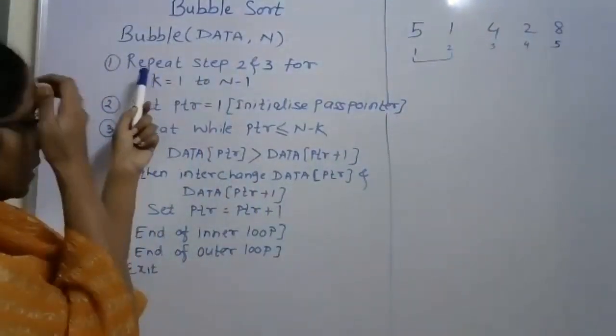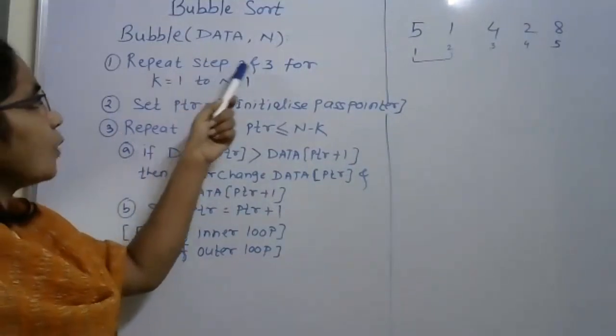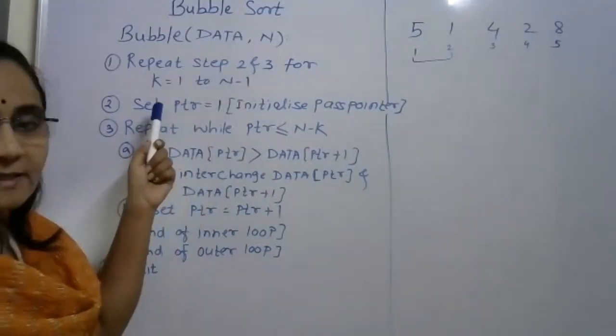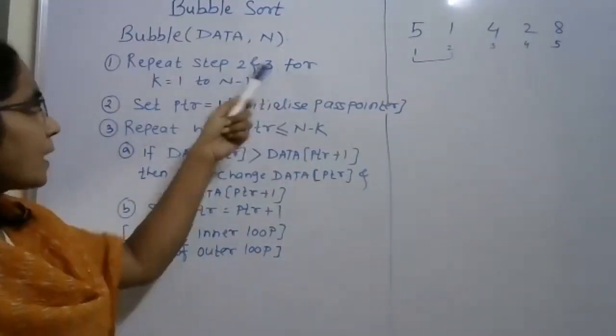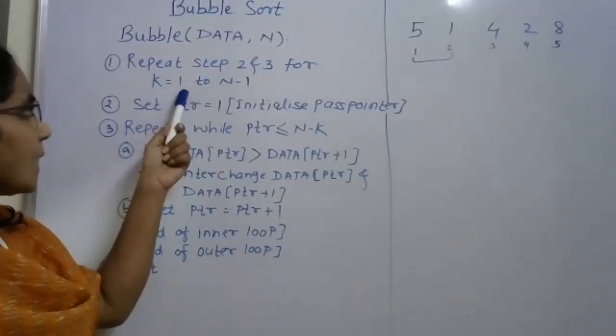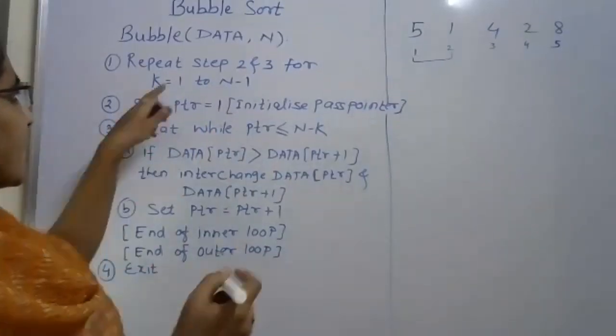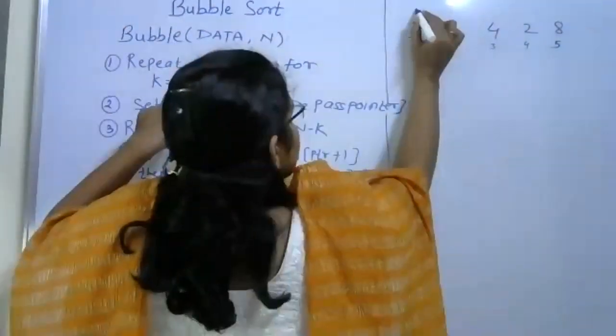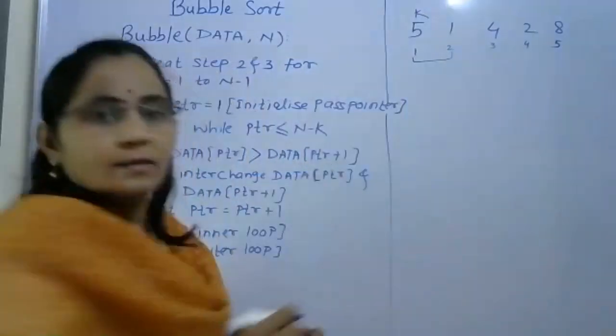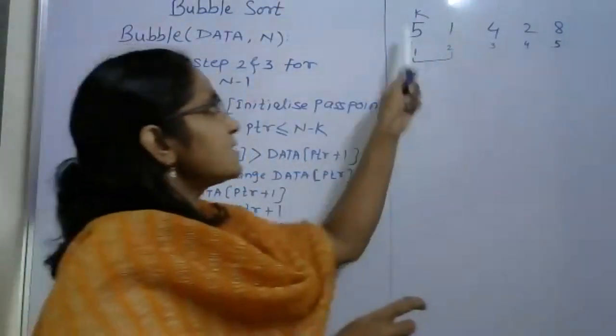First step, see here, repeat step 2 and 3 means you have to repeat steps 2 and 3 for the pass k equal to 1 to n minus 1. Okay, so initially k equal to 1 means the k is at location 1. The k is at the first location.